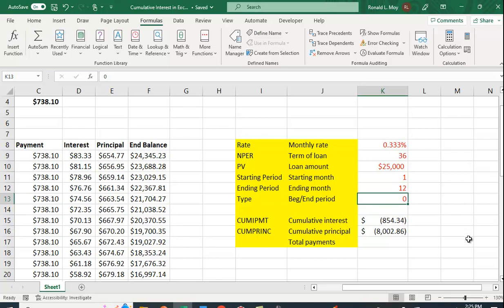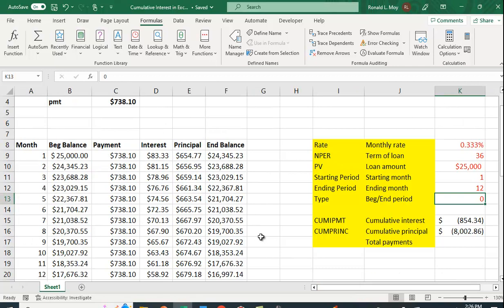So in that first year, you'll have paid $854.34 in interest. You'll have paid off $8,002.86 of the loan balance. Let's see if that looks right. Okay, here your balance is $16,997.14, right? 86 plus 14 is 0. Carry your 1. Looks perfect.